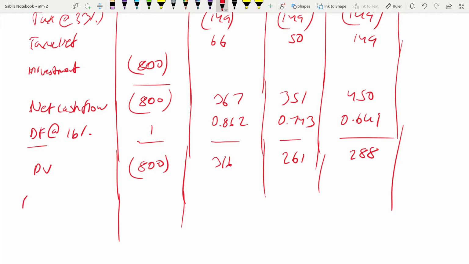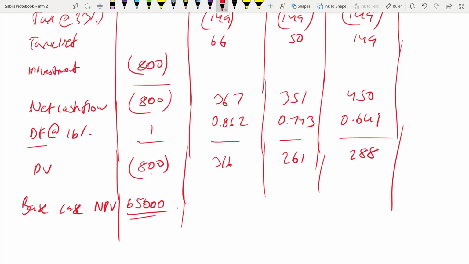Then your base case net present value is 65,000. Remember, this is 800,000. Okay. When you're doing the final calculation, write the whole number, if you're not good at adding and deleting zeros, how many zeros to add and delete.